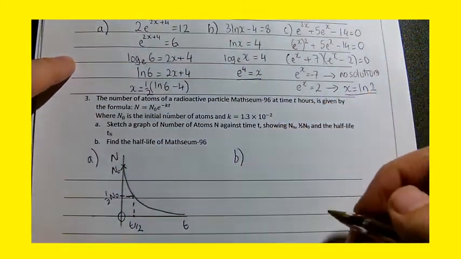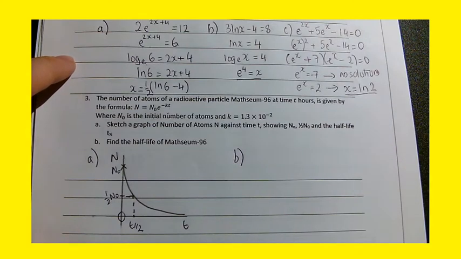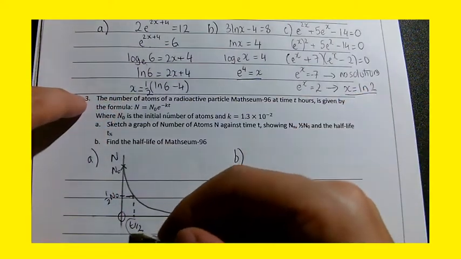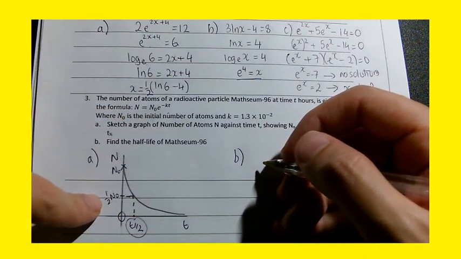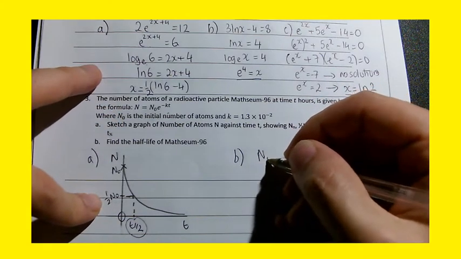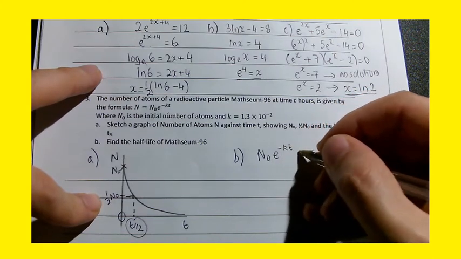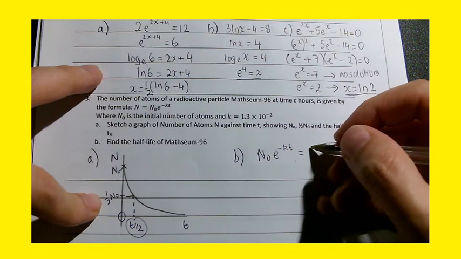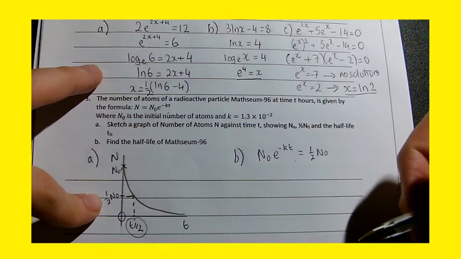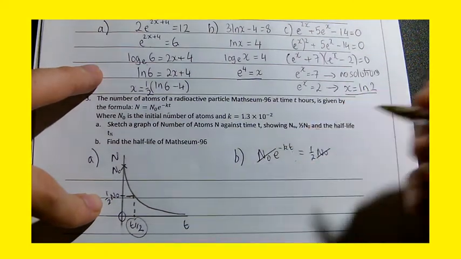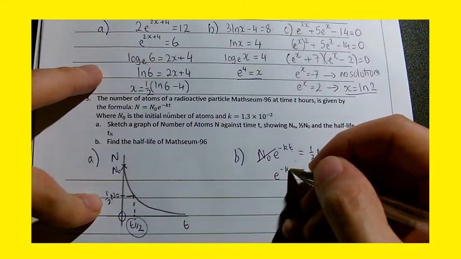Part B, find the half-life of mathsium, this particle. Now half-life basically means the time it takes for it to be half its original value. So essentially what we need to find is t half: the value of t which gives us half the original value. So I'm going to use the formula given to me. Normally that's equal to n, but I want to make it equal to half n0 because I want to find the value of t which makes this equal to half the original value. I can cancel n0 on both sides: e to the minus kt equals a half.